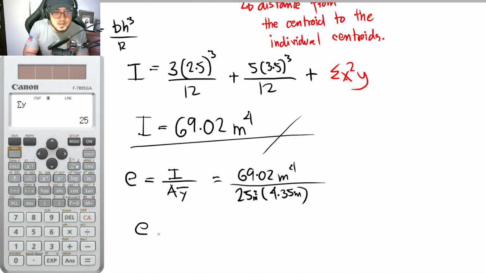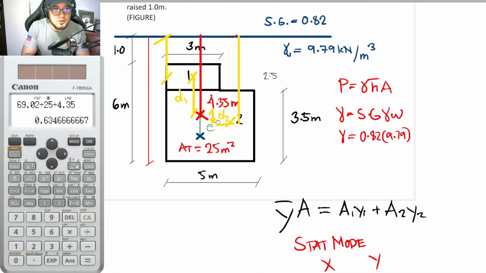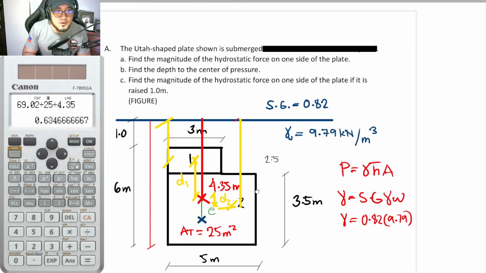And with that, the eccentricity is now equal to, so 69.02, or actually, yung answer na mismo, ay wala na pala. So 69.02 divided by 25 divided by 4.35, sorry. So with that, our eccentricity is now equal to 0.635 meters. So yan na po ba yung sagot? Hindi pa po. So the answer here, so ang tanong kasi, find the depth to the center of pressure.